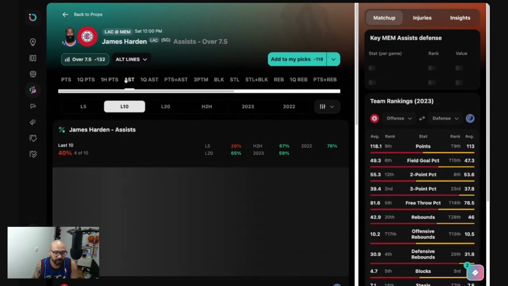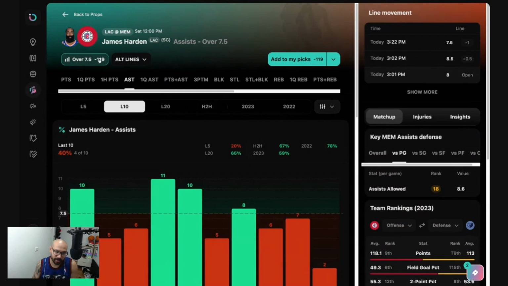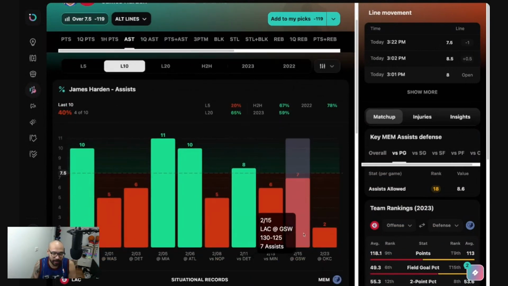Whilst we're in here, let's look at his assists because the line keeps dropping. It's now at 7.5. Last game against OKC, it was 8.5.